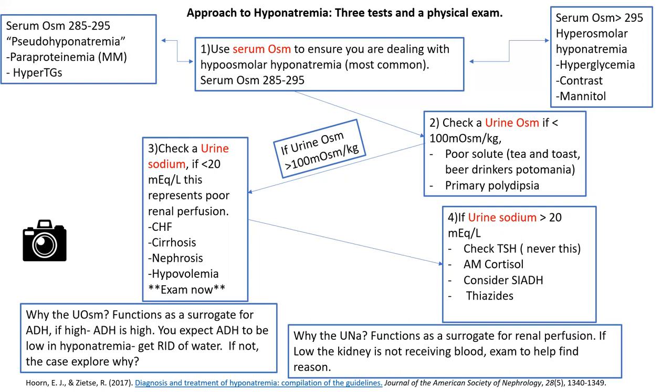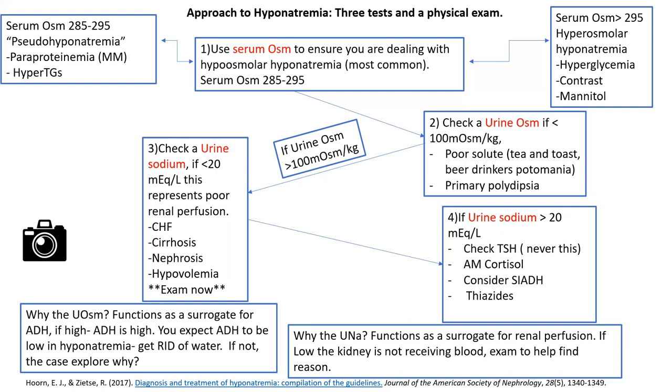Serum osms are 258. Okay. Urine osms are 102. Okay. Urine sodium is 12. No peripheral edema, no distended neck veins. All right. You want to talk me through it, Kyle? Sure. So we've got low serum osmolarity, so it's a true hypoosmolar hyponatremia. Awesome. Where we got stuck is the urine osms are very equivocal.